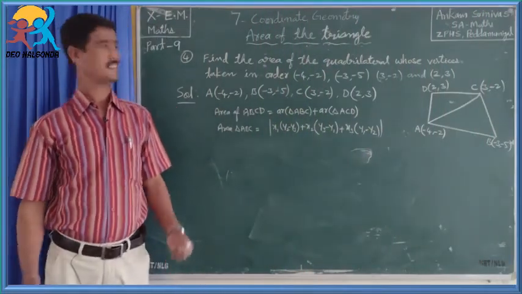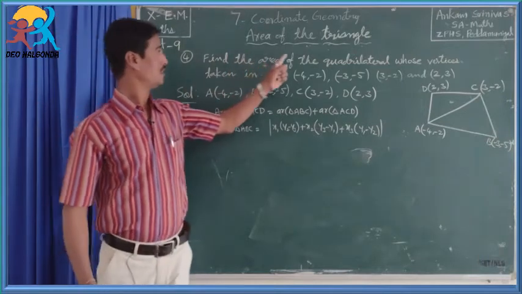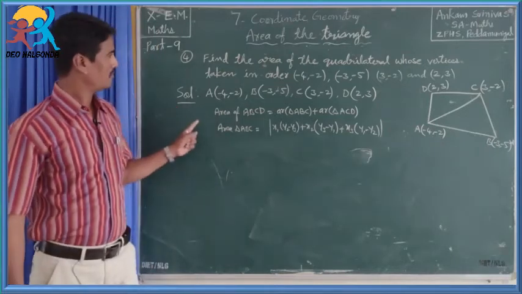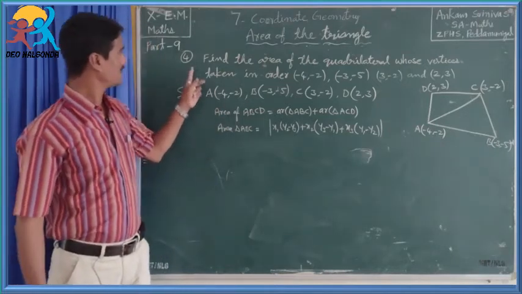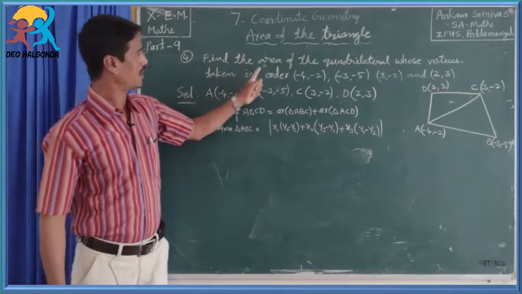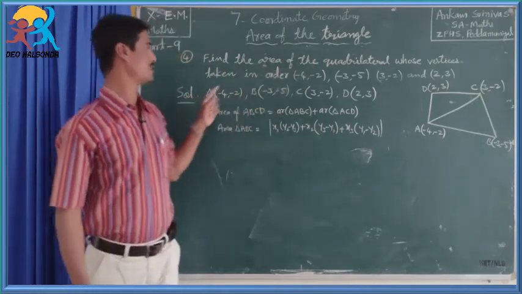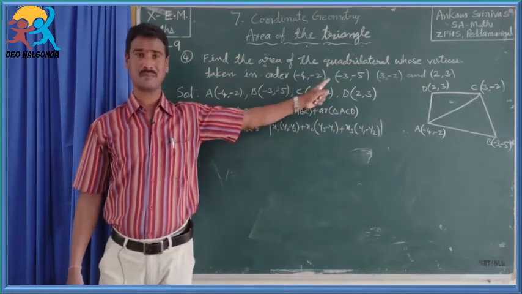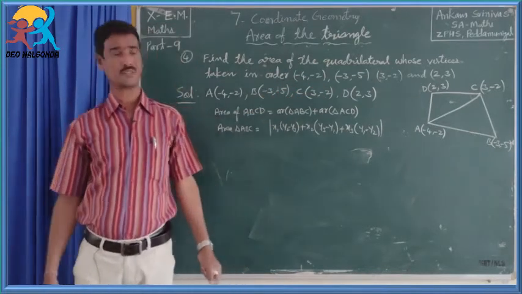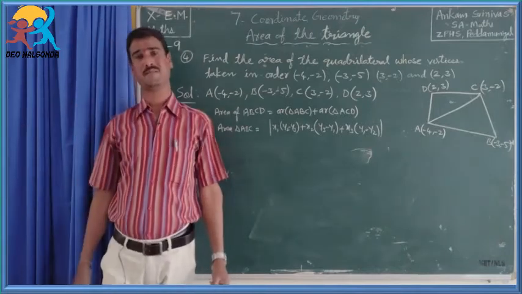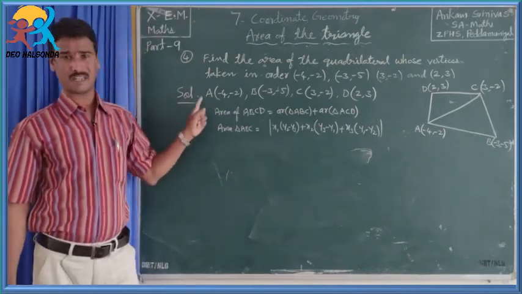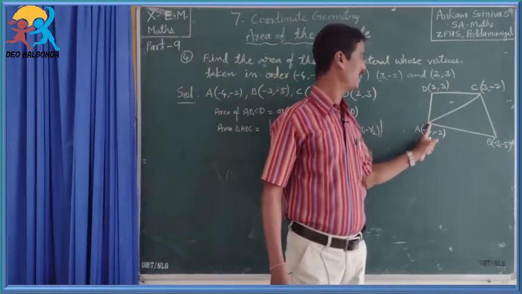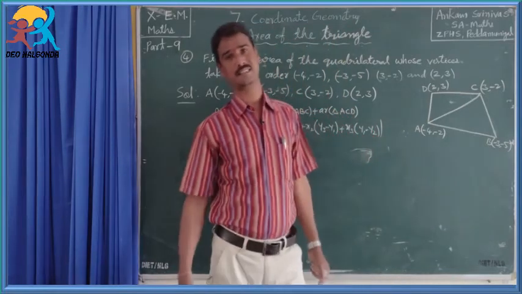I am Ankam Srinivas. In the previous class, we learned about the area of a triangle, and now we have to find the area of a quadrilateral whose vertices are given in order: (-4, -2), (-3, -5), (3, -2) and (2, 5). To find the area of the quadrilateral, we first divide the given quadrilateral into two triangles.